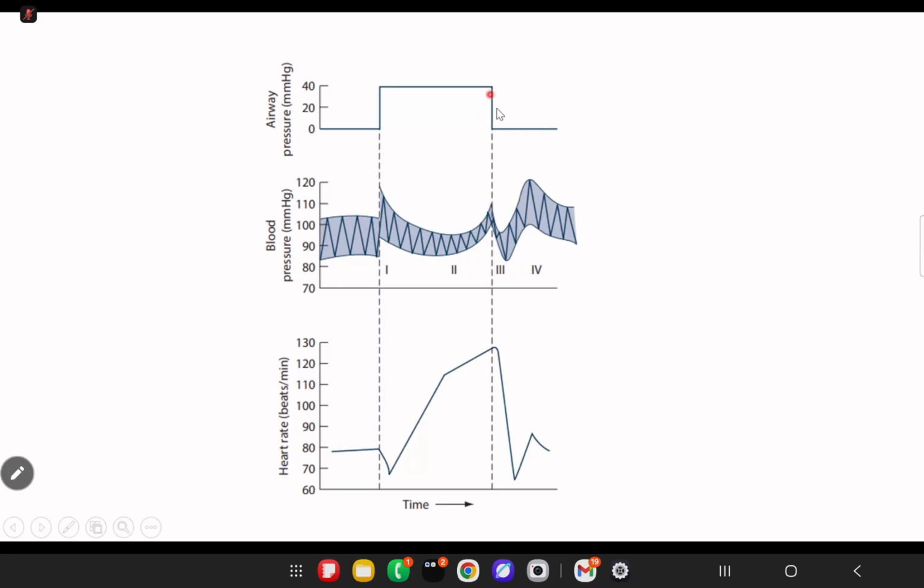And when you release this pressure, you lose the intrathoracic pressure suddenly, which will cause your blood pressure to suddenly drop, and it will continue to drop. But now your venous return increases. Because your venous return increases, your blood pressure starts going up and it overshoots. And after overshooting, it will come back to normal.